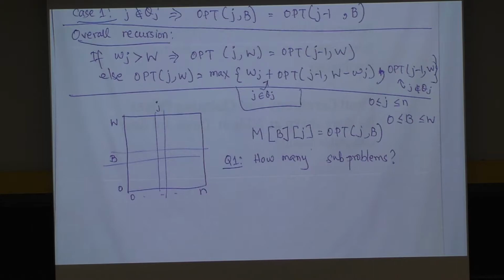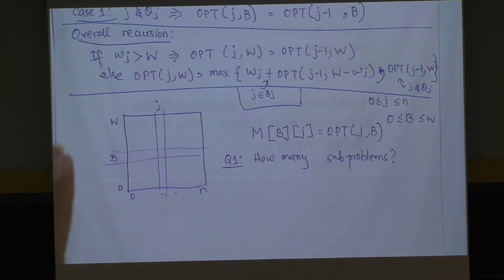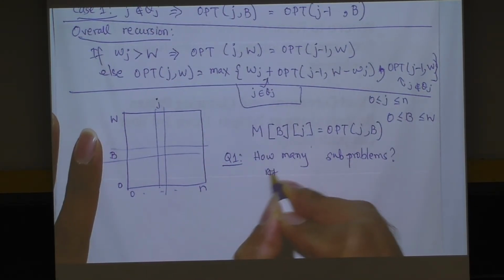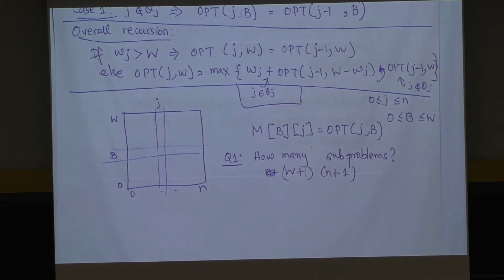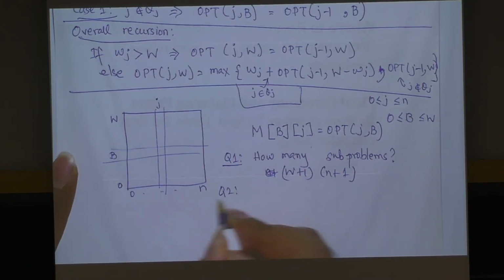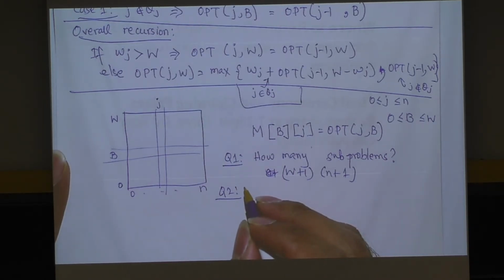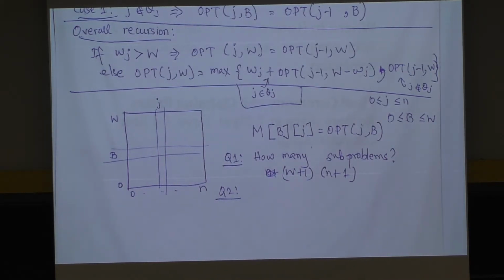Alex? Is it W times N? It's n plus 1 times w plus 1, just because I'm starting my indices from 0. So it's w plus 1 times n plus 1. So in particular, if w is not too large and it's polynomial in n, then this is still polynomial size. All right, so the second question is, if I compute this entire matrix, what is the final value? Which entry in this matrix are we really interested in?